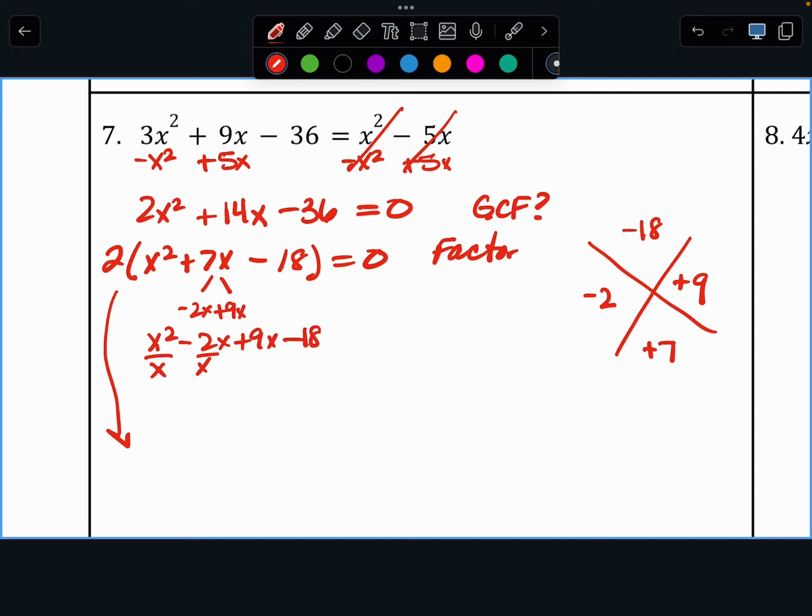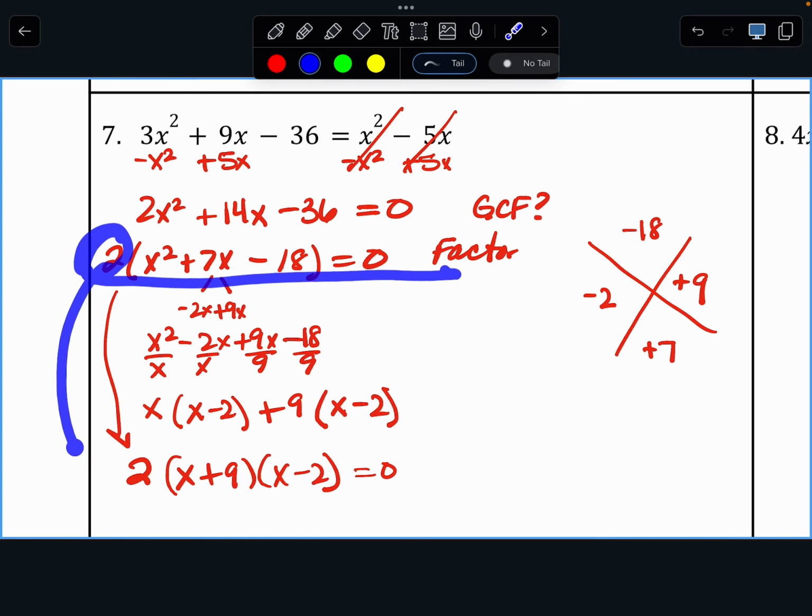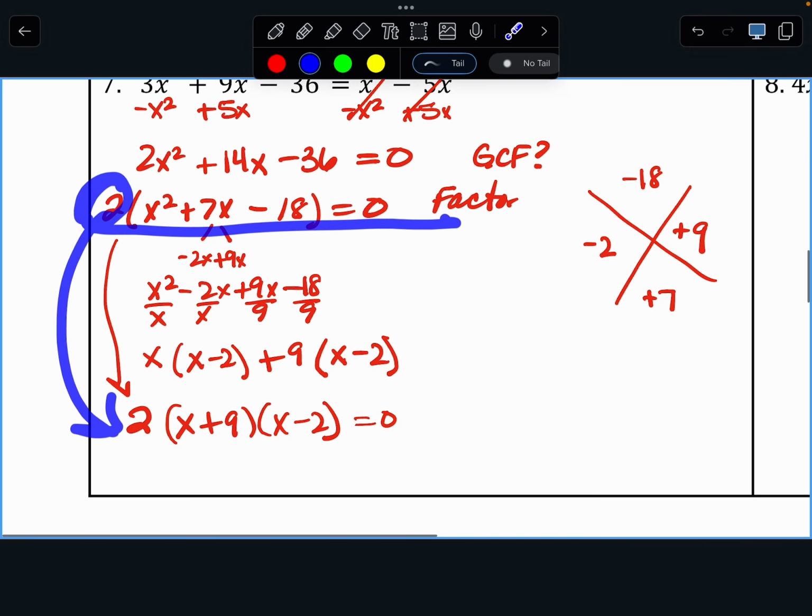Divide by x, divide by 9. X times x minus 2 plus 9 times x minus 2 gives me x plus 9, x minus 2. Don't forget to bring that 2 down. There were a couple of students yesterday who would do this part right, but then forget to bring the 2 down to their final answer.